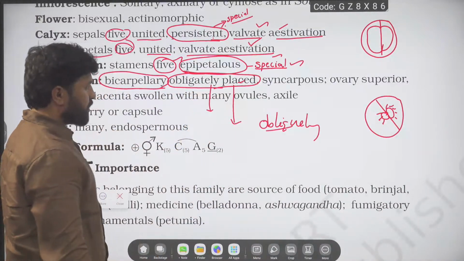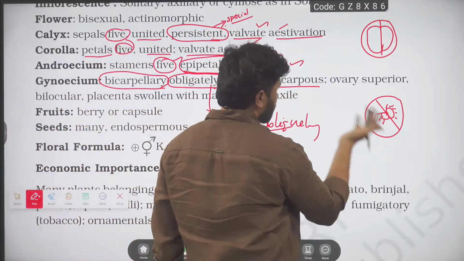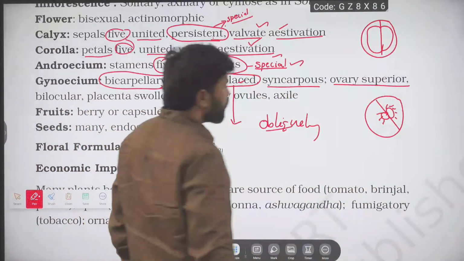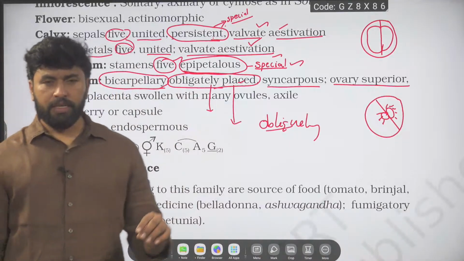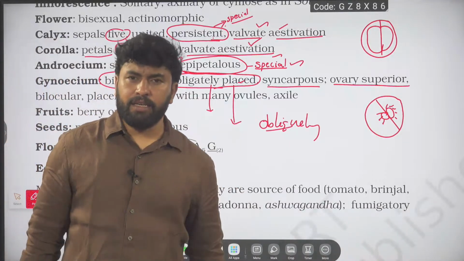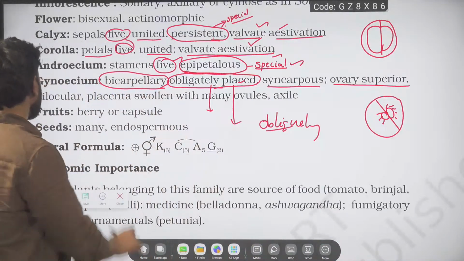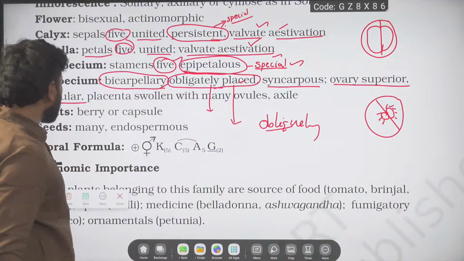In case of Solanaceae members, this is special. Syncarpous, if two or more carpels are fused, and superior ovary. As I said, except in the families that we are studying, that is Asteraceae, all the remaining will have superior ovary. Next one, bilocular, two locules are there.